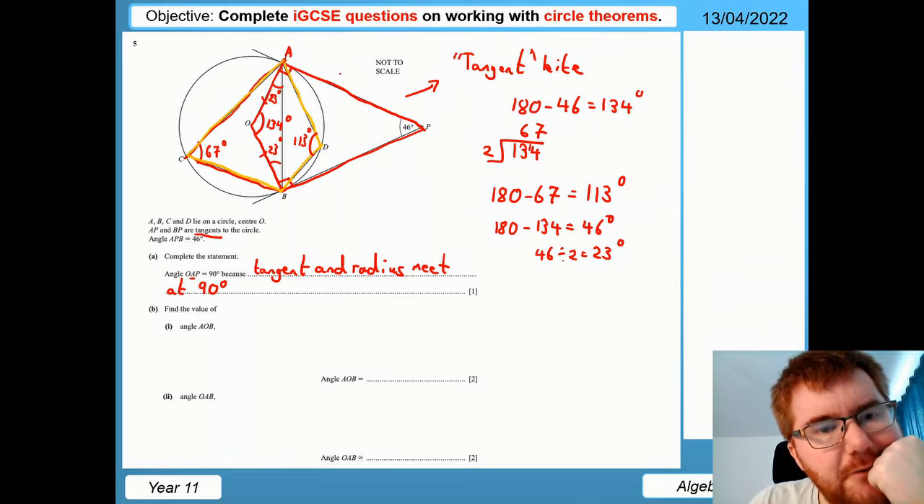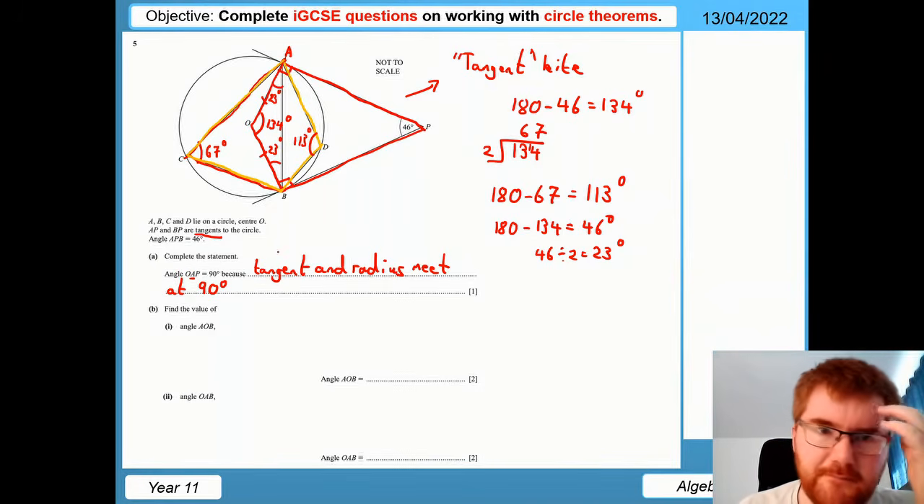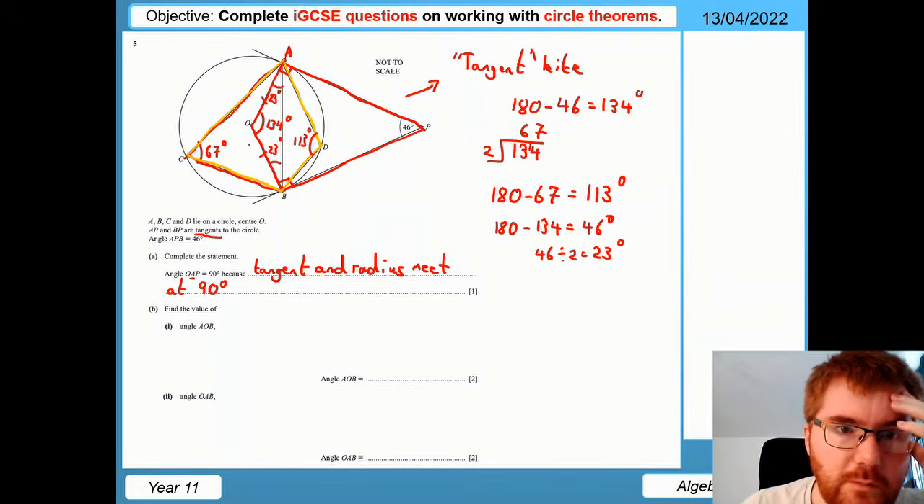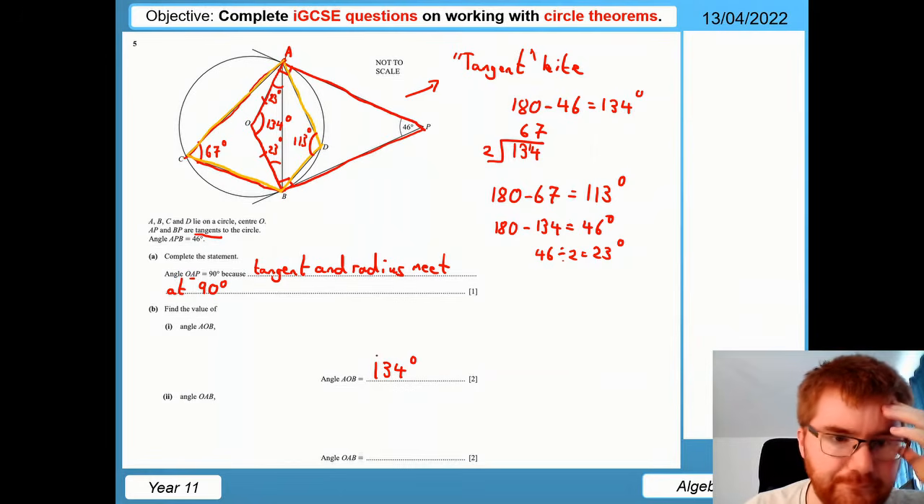Is there any other angle that comes to mind to work out? Probably, if I thought about it, I'd probably work out this angle as well. But I'm going to leave it like that for the time being and see how much I've worked out. So, angle AOB. Yes, I've worked out angle AOB. That's 134 degrees. Angle OAB.